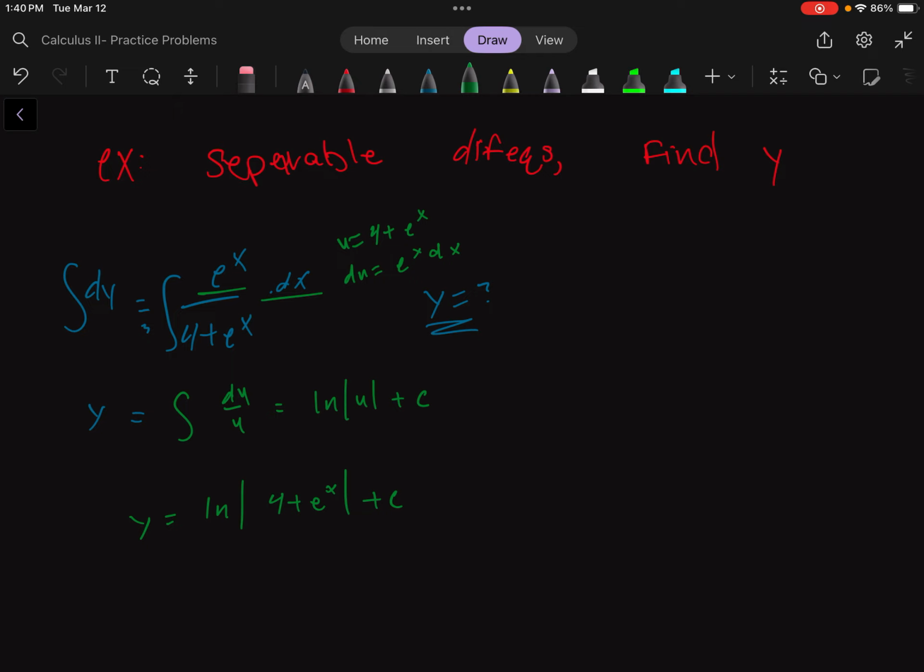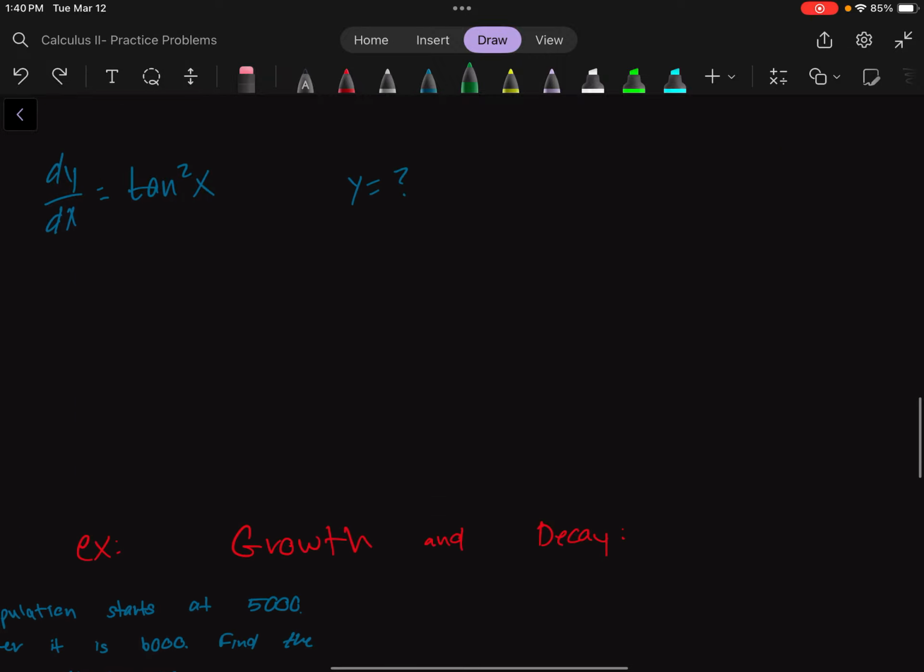And if we wanted to figure out what that c was, we could get some initial conditions and figure it out. But this is just the general solution. This is the general solution because we have a plus c in there. Let's look at another one.